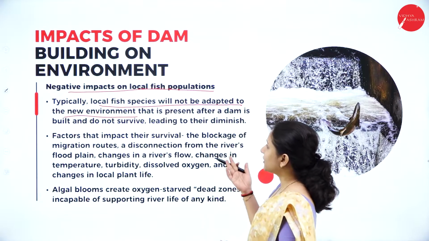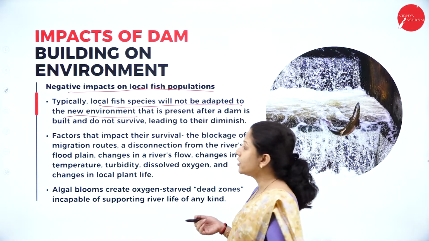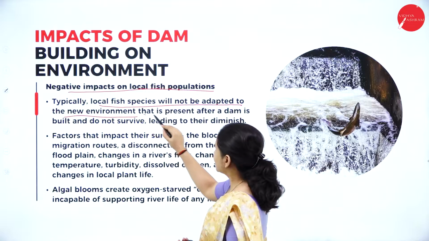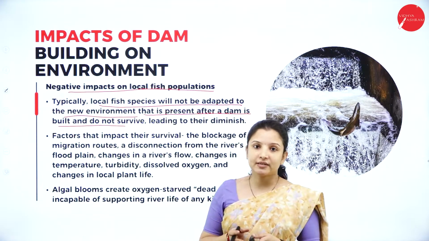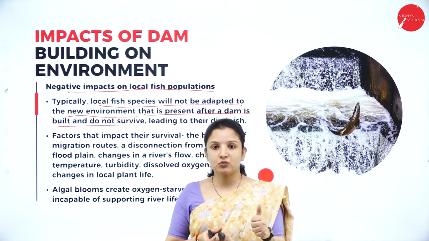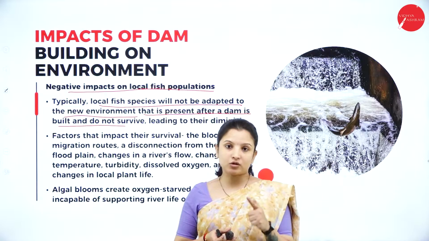So typically, local fish species will not be capable of adapting to the new environment that is present after a dam is built. So what happens when a dam is built? The quality of the water changes, the pH of the water changes.